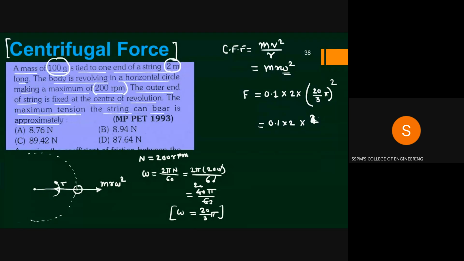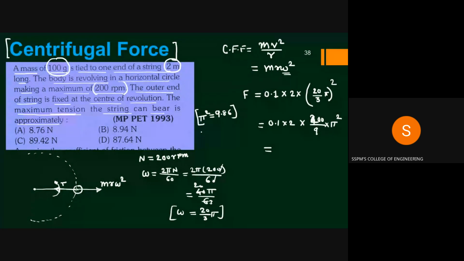So this will be 400 divided by 9 into the pi square. Now here the pi square value, its exact value is 9.86. So you have to remember this value. Pi square is equal to 9.86.